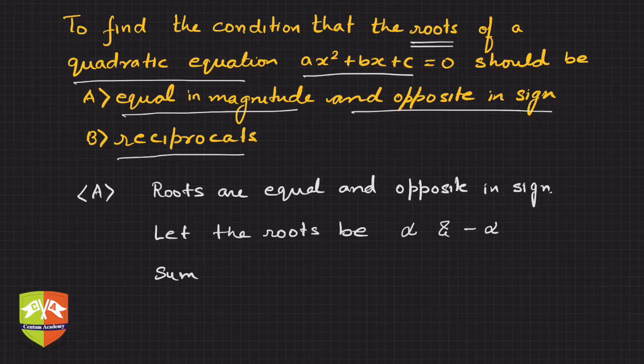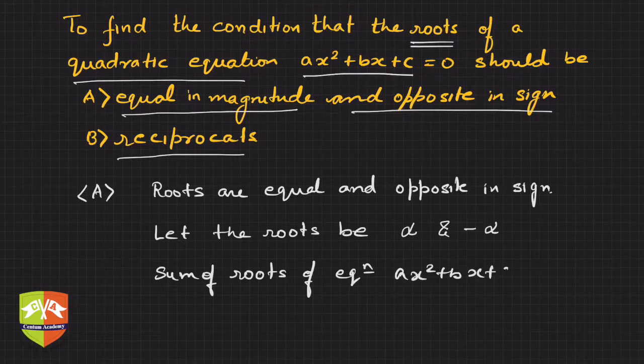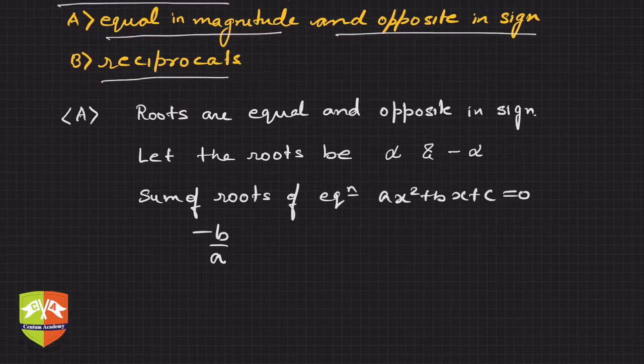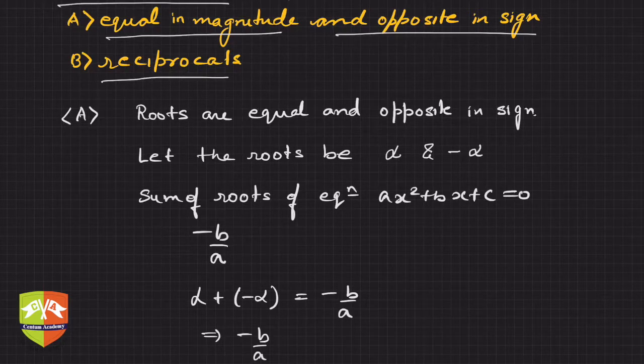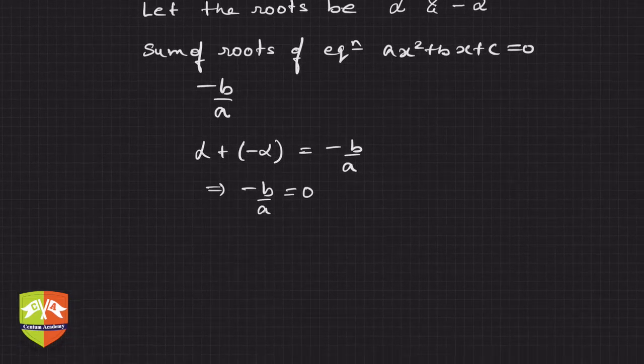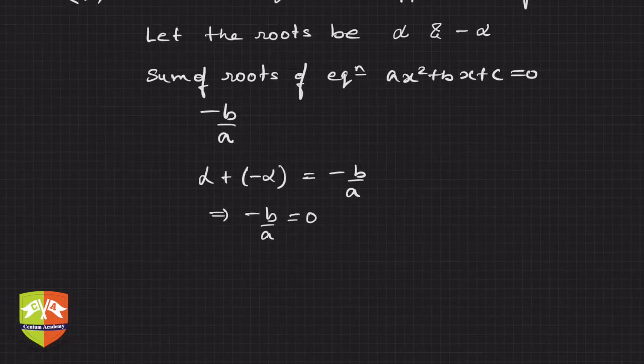Now, the sum of roots of the equation ax squared plus bx plus c equals 0 is given by minus b upon a. You have seen that in the previous sessions. So the sum of roots, alpha plus minus alpha, is equal to minus b upon a. This implies minus b upon a is 0. So that means b has to be 0. Right? So this is the condition.